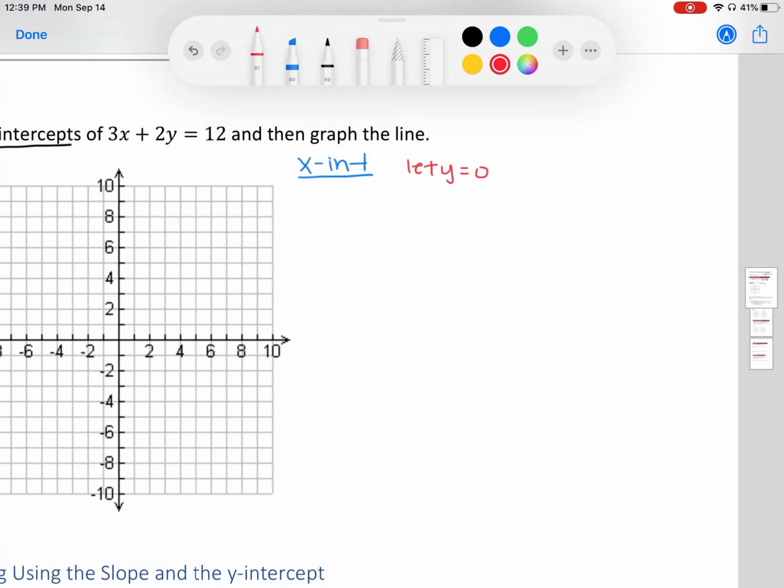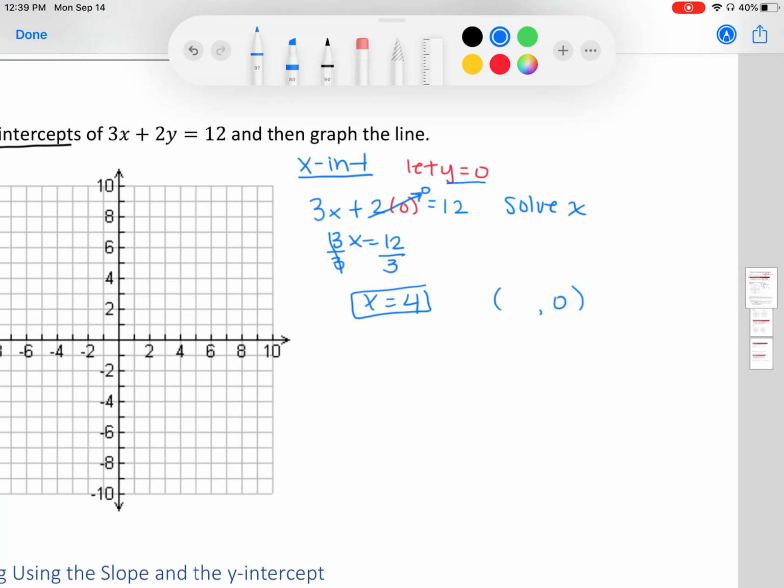So I have 3x plus 2 times y. Instead of y, I'm going to replace it with 0, equals 12. Let's solve for our letter x. So 2 times 0, that's just 0. We're left with 3x is equal to 12. Let's get x by itself by dividing by 3. We're left with x is equal to 4. That is our x-intercept. Now we want it as a point. So my y is 0 and my x is 4.